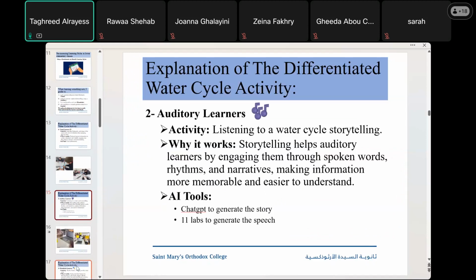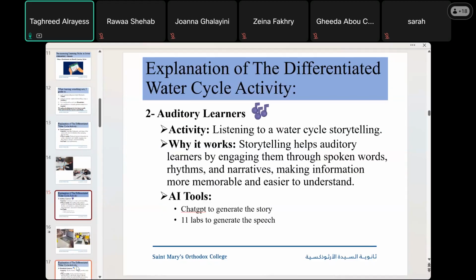For the auditory learners, we designed an activity centered around storytelling. The learners listened to a narrative version of the water cycle, where the whole process was brought to life in a story. It was so engaging for them.